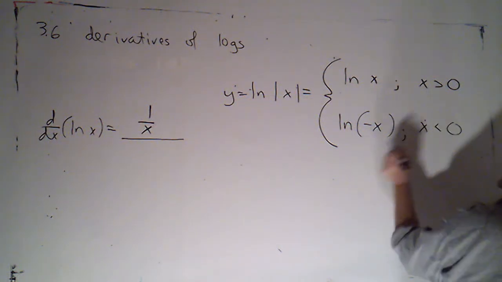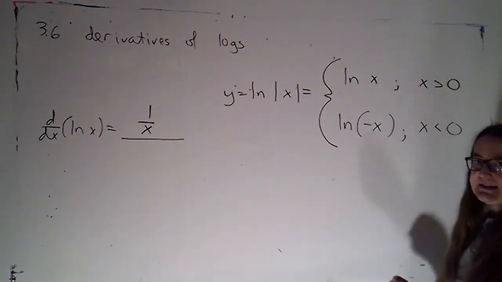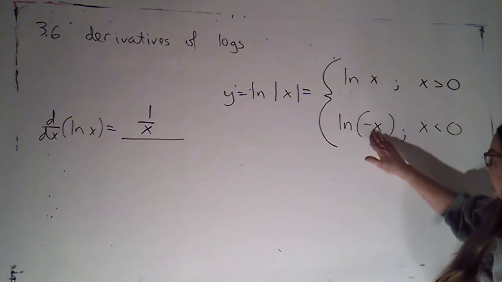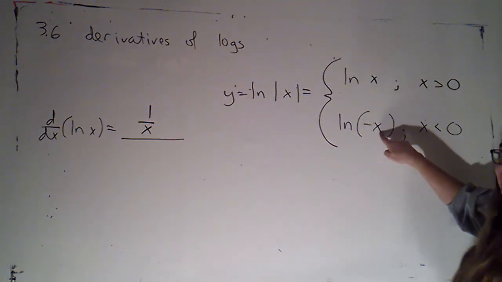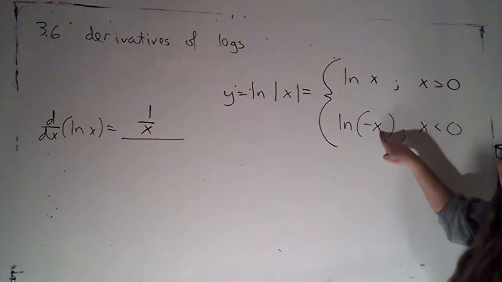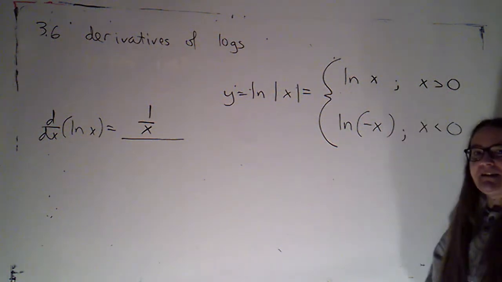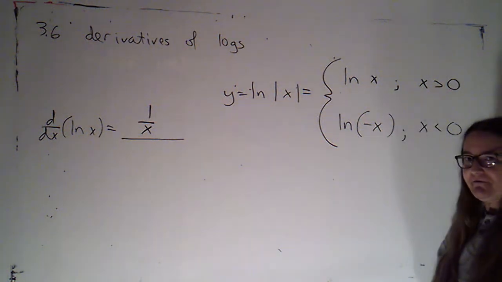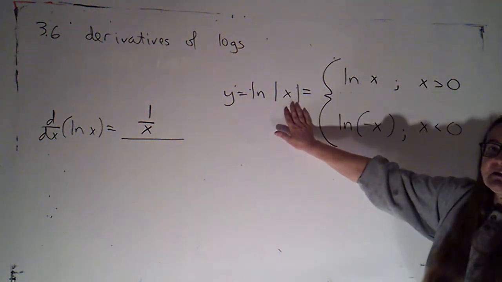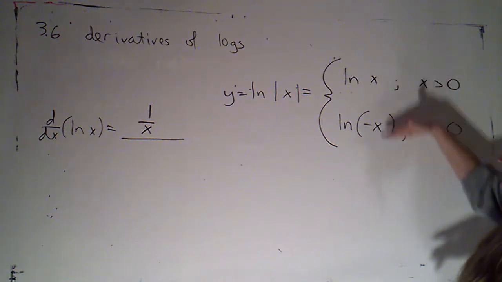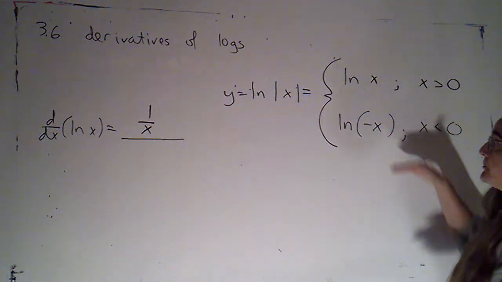This is what we would get if x is less than 0. This is not representing a negative number. This is the opposite of x when x is a negative number. And the opposite of a negative number is positive. So I can write the natural log of the absolute value function piecewise, like so.